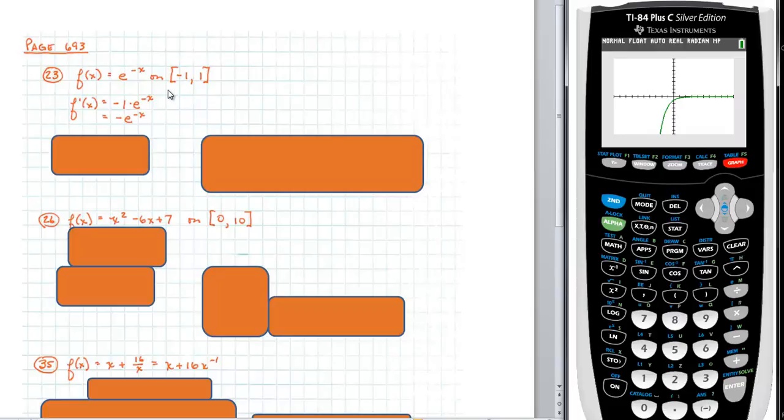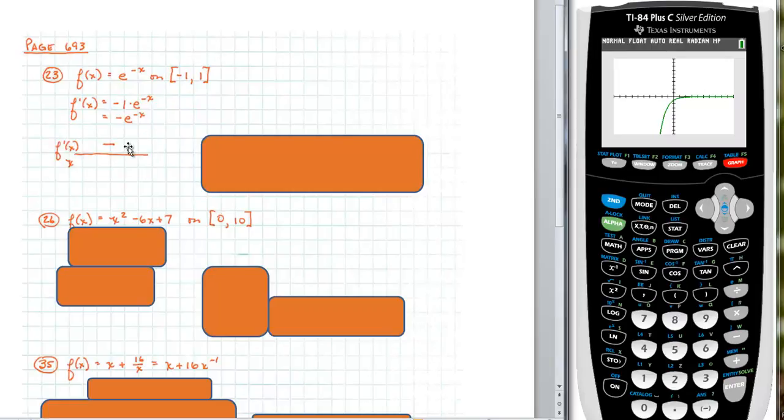Now I am concerned between negative 1 and 1. That's my closed interval. I do not look outside that. So if I had to do my sign chart, notice I have no zeros here at all, not with respect to my derivative. It does indicate that my derivative is totally underneath the x-axis, and that's where the minus comes from, which means the original curve is decreasing the whole time.